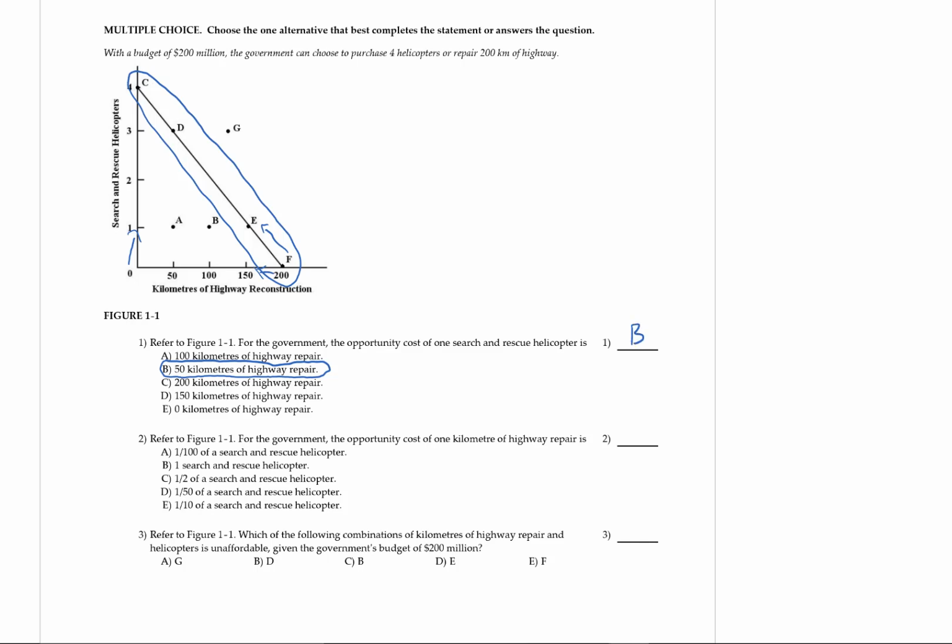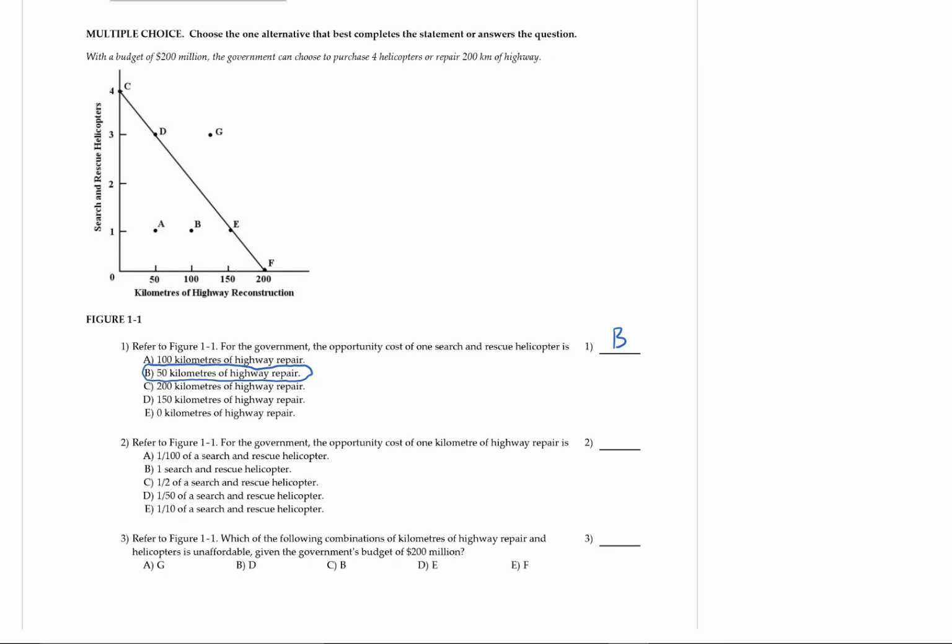Moving on to question 2, it reads, for the government, the opportunity cost of 1 kilometer of highway repair is blank, and then we're given 5 different options to choose from. So first of all, let's just clean up our little graph here so it's easier to see. And now we're looking the other way. We're saying, how many search and rescue helicopters do we have to give up to get 1 kilometer of highway repair? This question's a little bit more difficult since we can't just analyze 2 different points along this line to get the answer. We have to do a bit more work than that.